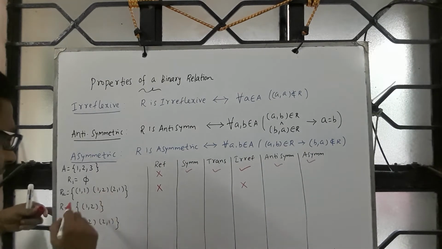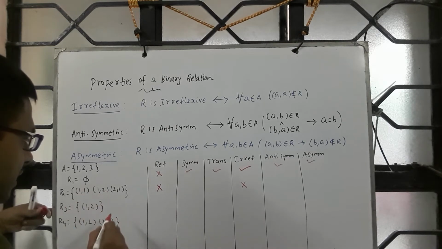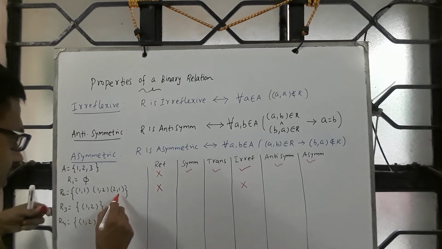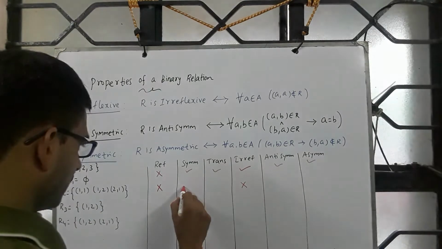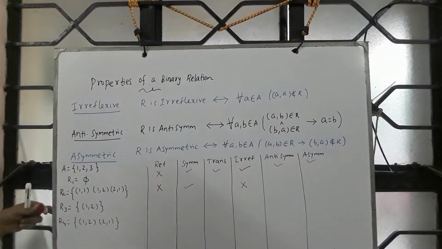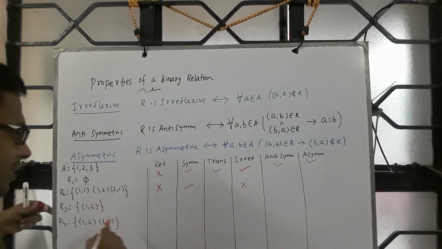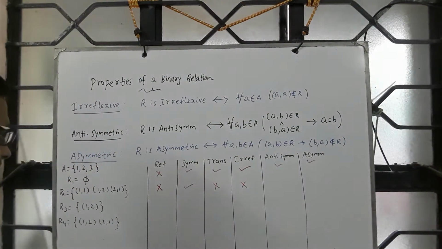Now (1, 2), (2, 1). Symmetricity says if (A, B) is present, then (B, A) must be present. So it is true for all (A, B) in R. Now if you look at (A, B), (B, C), then (A, C) must be present. But if you look at (A, B) and (B, C), then (1, 1) is missing, so it is not transitive.